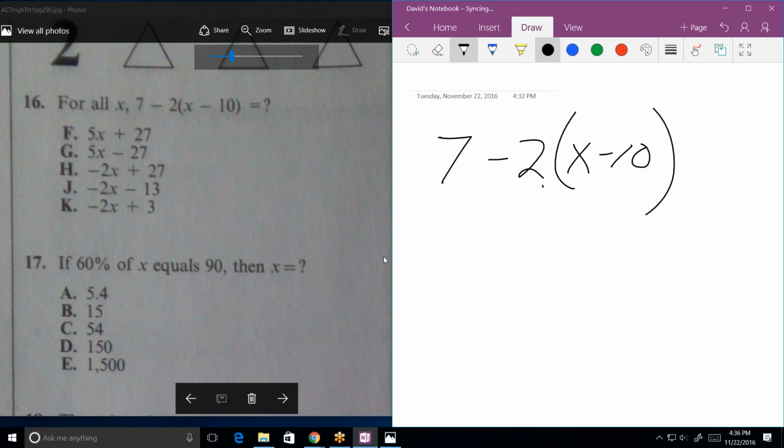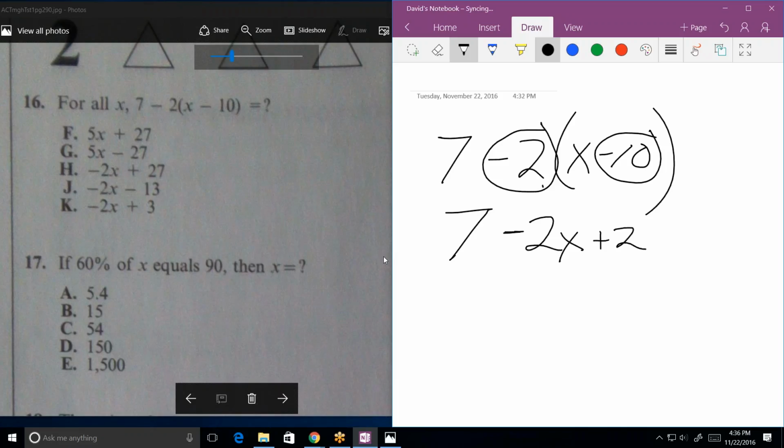Hold on. Let's go back. 7 minus 2x. Minus 20. What's minus 2 times minus 10? Oh, you're right. Plus 20. Yeah, and that's that mistake. So it's negative 2x plus 27.